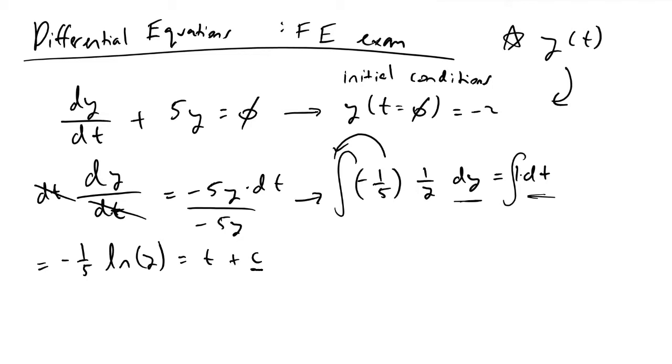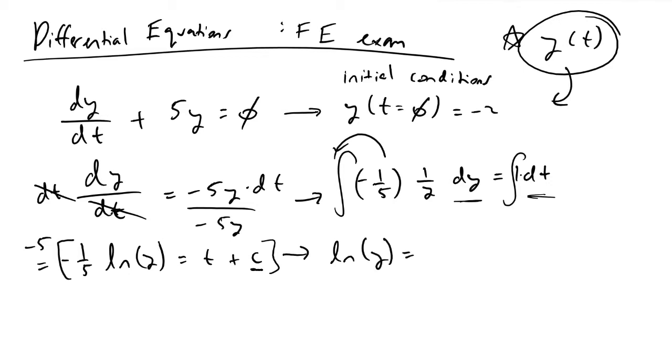Now that we have it like this, we have to remember our ultimate goal here, which is to get y as a function of t. And so moving forward, if we multiply this whole thing by quantity minus 5, we arrive at natural log of y is equal to minus 5 times t, and then I'll call this new constant plus c1 because I'm lumping in the minus 5 into this new constant.